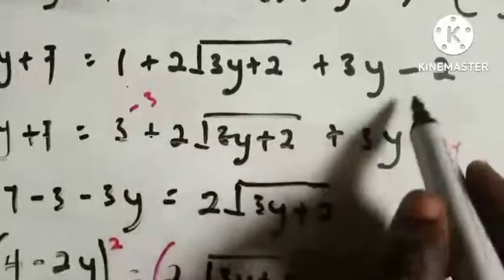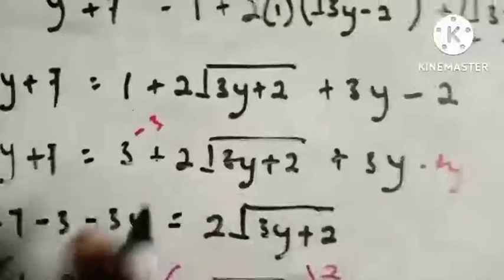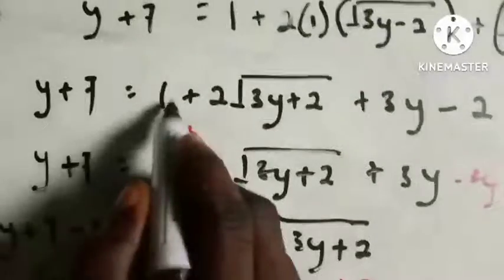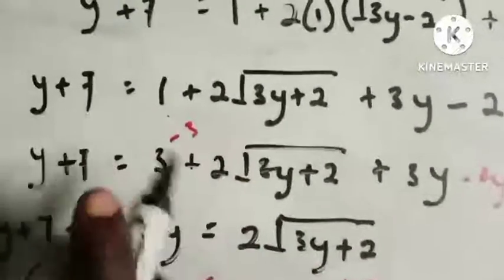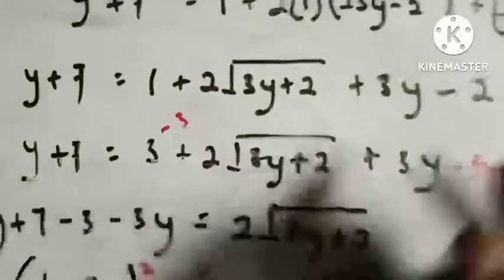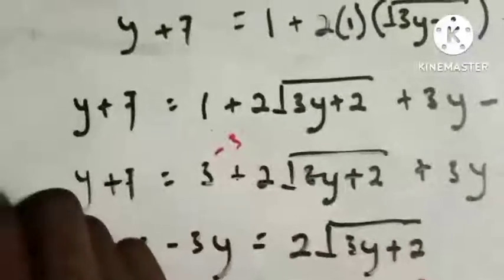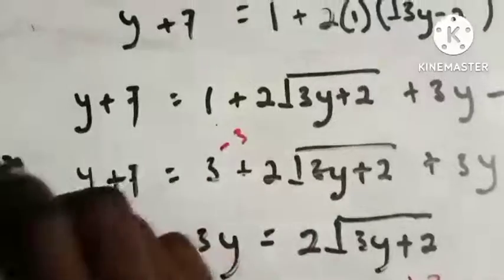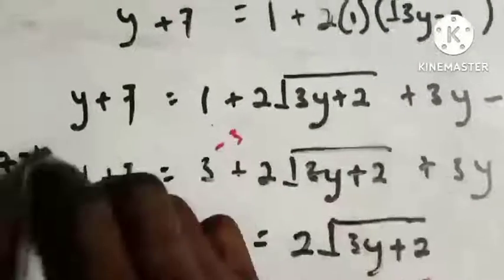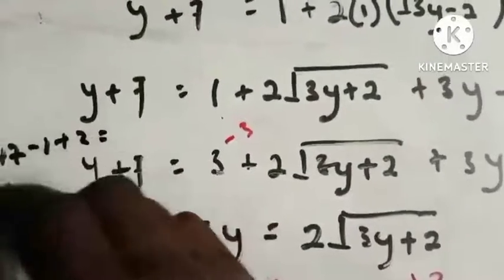So this guy should go, right? Look at the correction here. If you send everything to the left hand, that should be what? Minus 1, right? So y plus 7 minus 1, and then plus 2 on the right hand side of the equation.